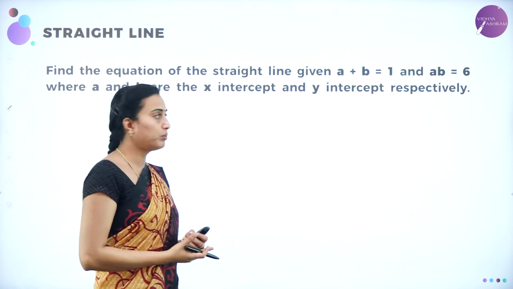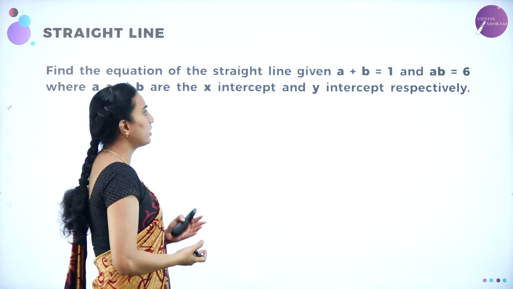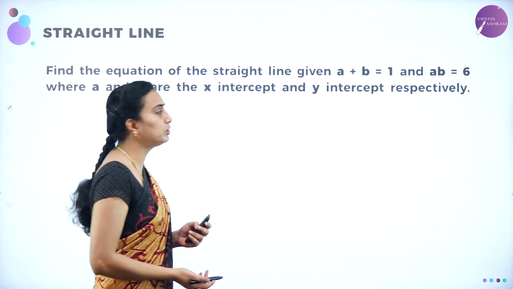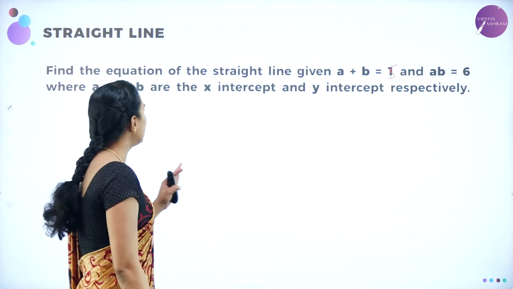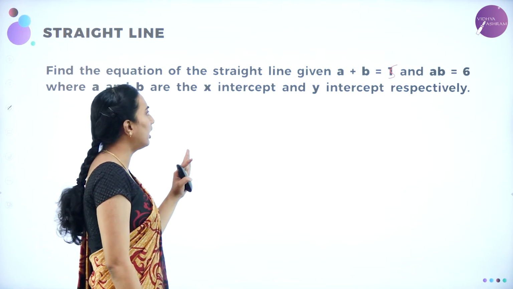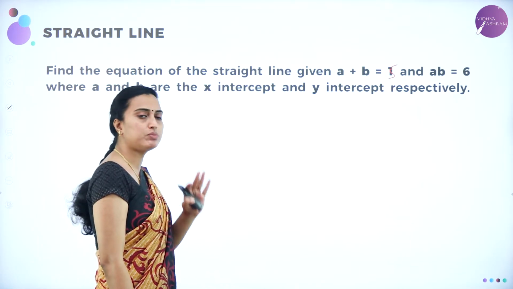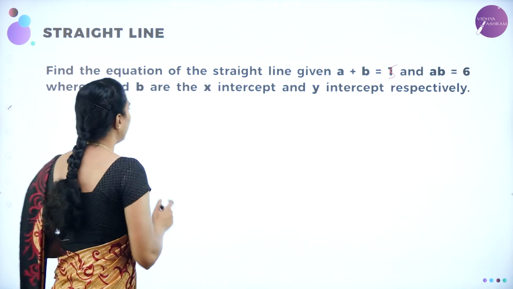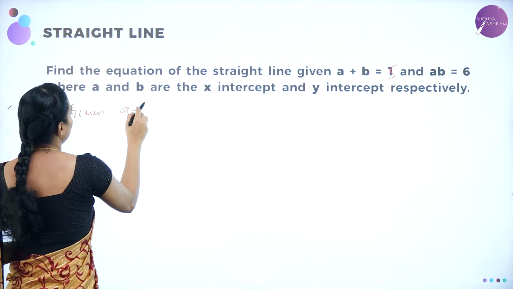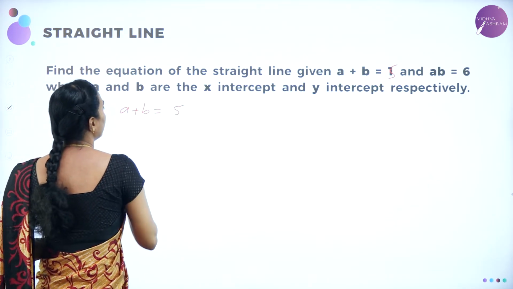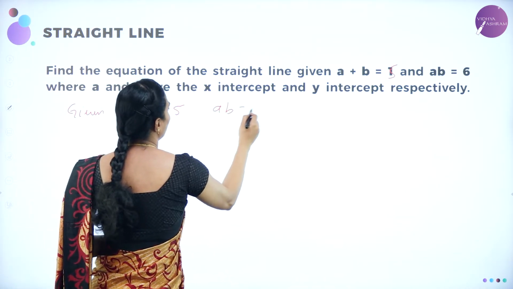Now, what have they given in the question? Find the equation of a straight line given a plus b is equal to 5, not 1, and ab is equal to 6, where a and b are the x-intercept and y-intercept respectively. Now, what they have given: a plus b is equal to 5 and ab is equal to 6.